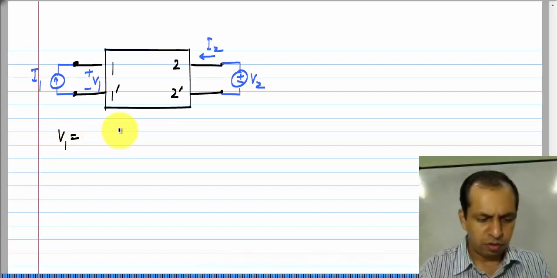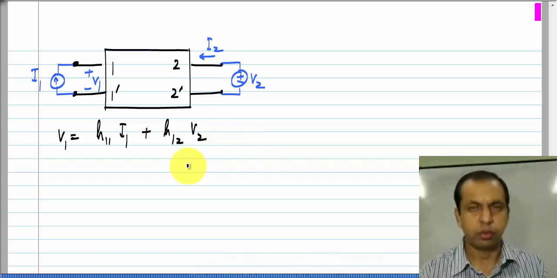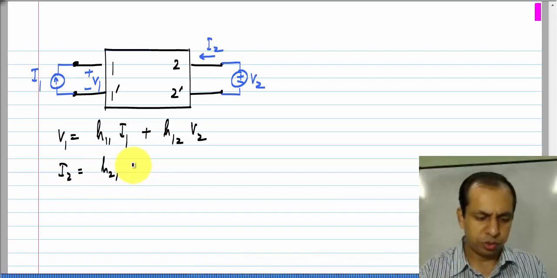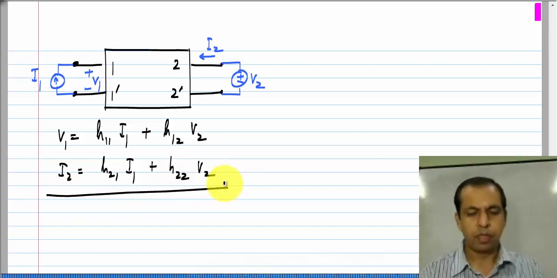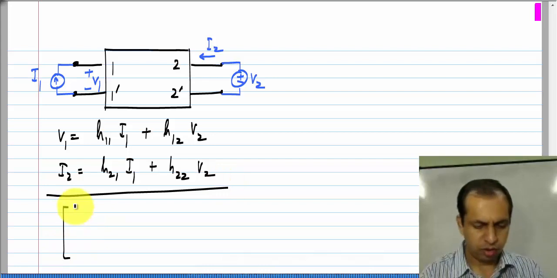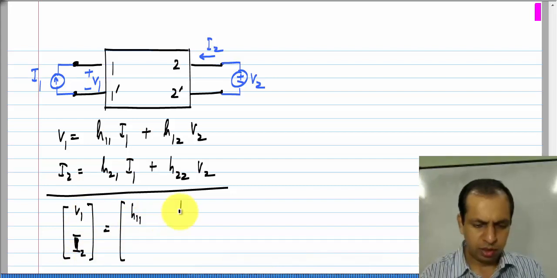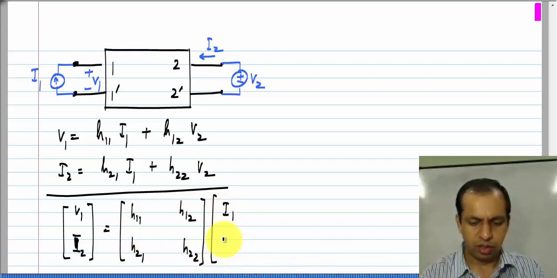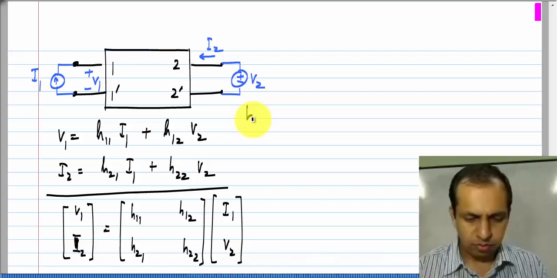So, we have V 1 to be H 11 I 1 plus H 12 V 2, and we have I 2 to be H 21 I 1 plus H 22 V 2. Okay. In other words, this vector V 1, I 2 equals H 11, H 12, H 21, H 22 times the vector I 1, V 2. Okay. Now, this is denoted by the letter H to denote that they are hybrid. Okay.